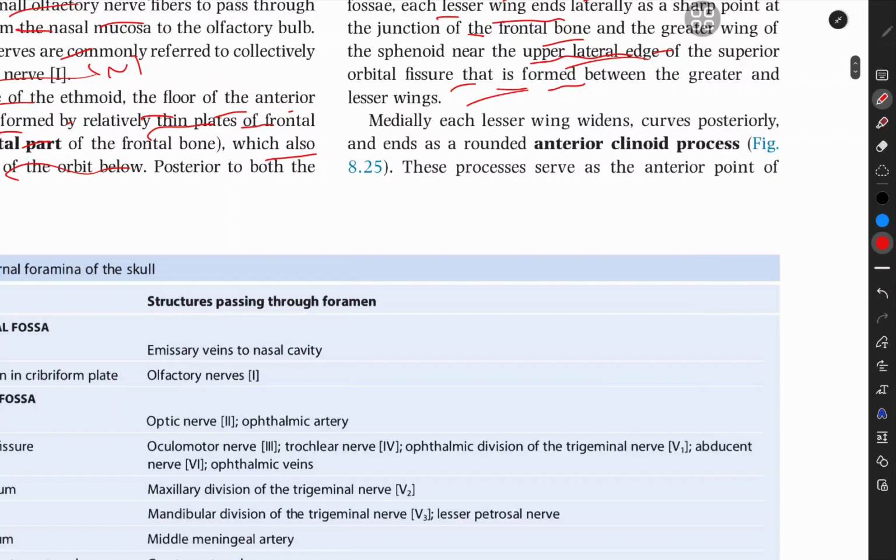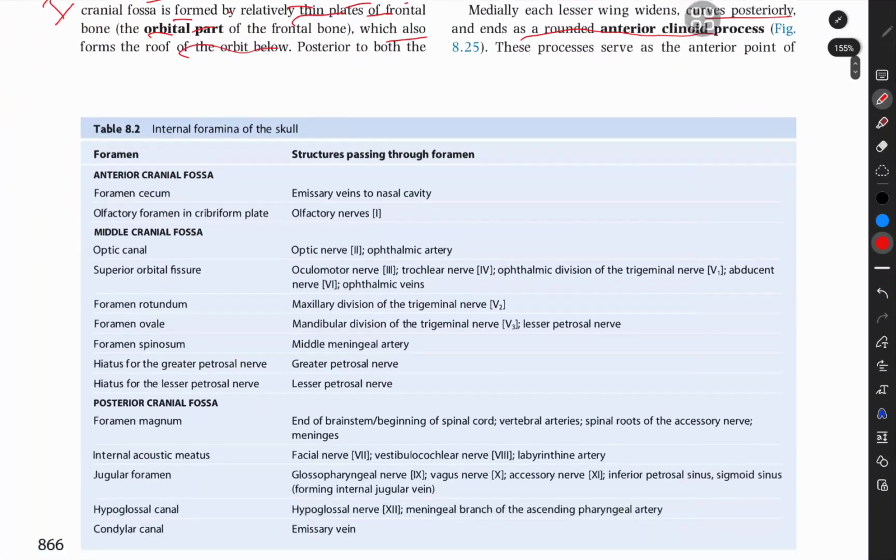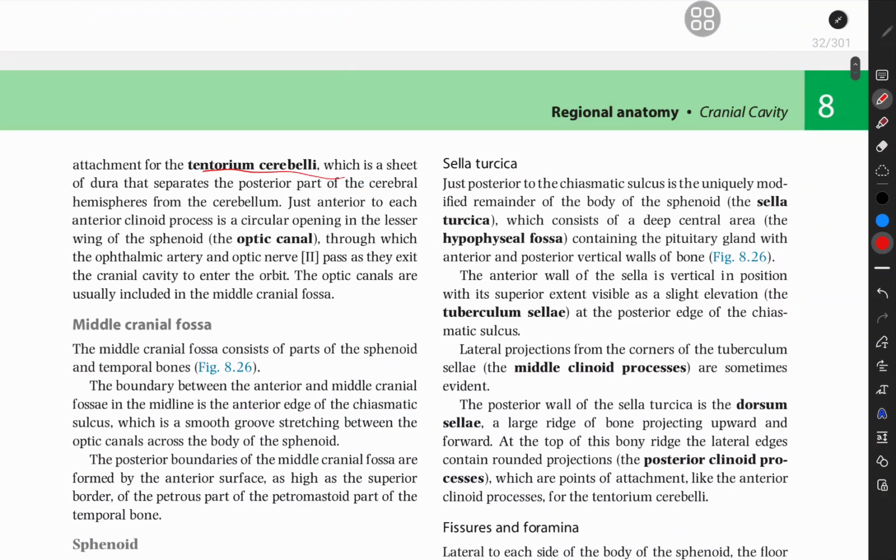Medially, each lesser wing widens, curves posteriorly, and forms a rounded anterior clinoid process. These processes serve as the anterior point of attachment for the tentorium cerebelli, which is the sheet of dura. We don't need to know this.